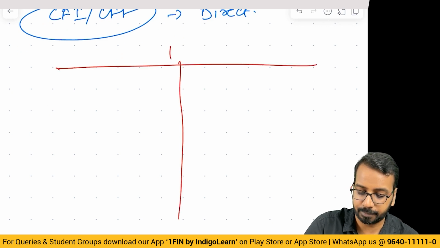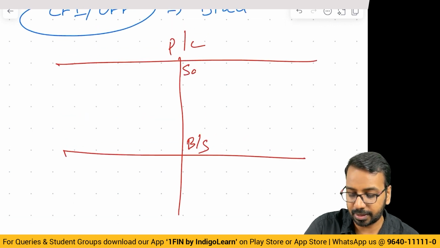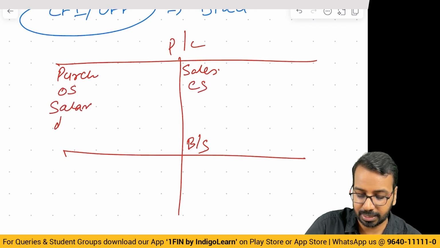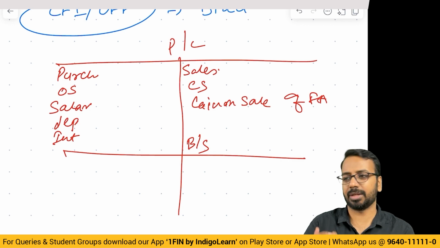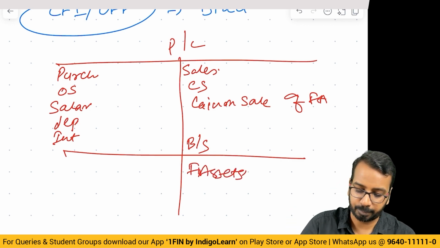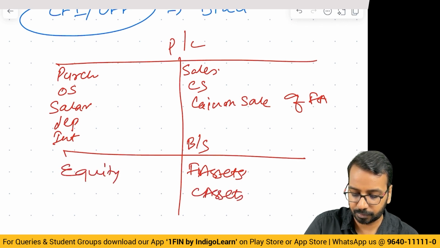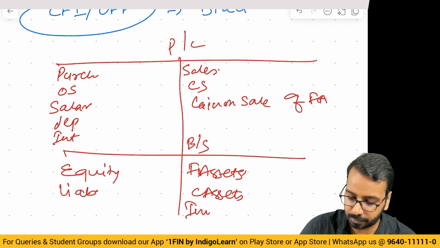If I draw up a P&L and if I draw up a balance sheet for you, here you have, let us say, sales. Here you have purchases, opening stock, closing stock, salary, depreciation, interest, gain on sale of fixed asset, something like that, investment income and all of those things. In the balance sheet, you have fixed assets, current assets, equity, liability. Okay. Now, you may have investments also.